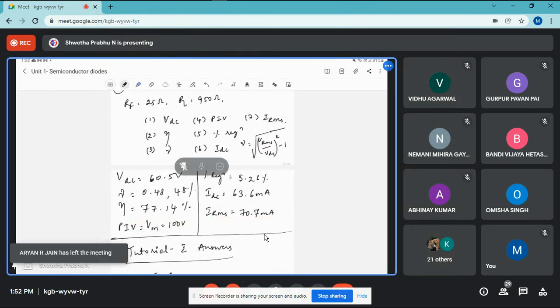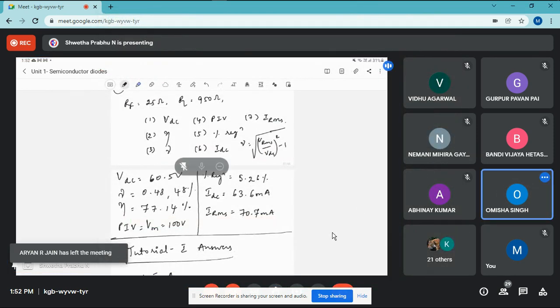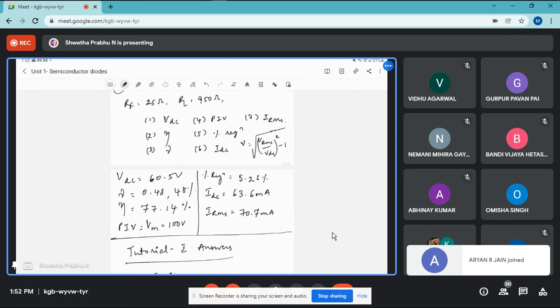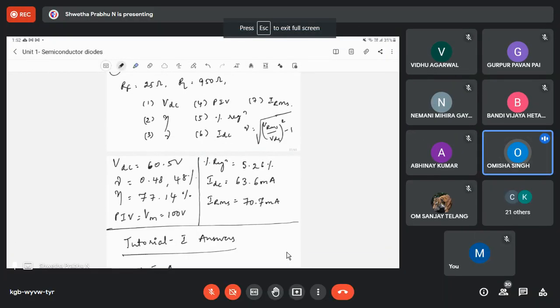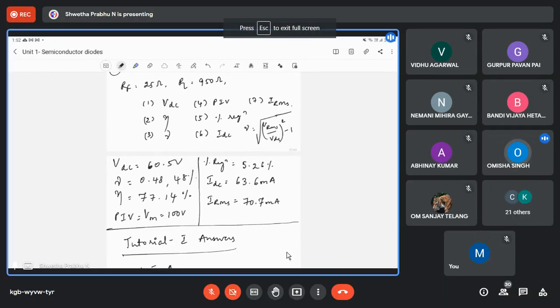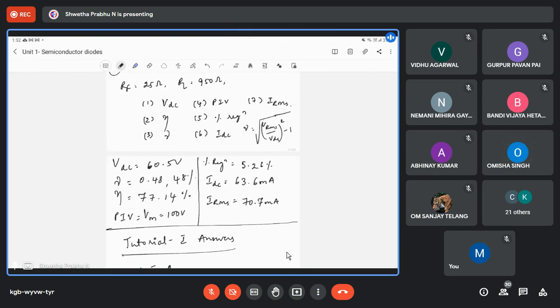Correct. So first you find VRMS. You have to use this formula only, provided. Here you don't have VRMS, right? First you have to calculate VRMS. Yes, ma'am. I got 67.67. How much did you get? 67.1 you'll get. Correct. And VDC, how much? 60.5 somewhere you got. Correct. Yes, ma'am.